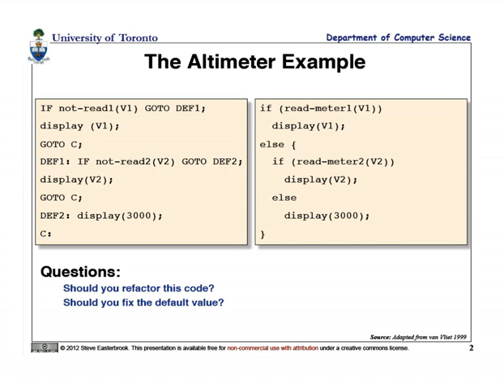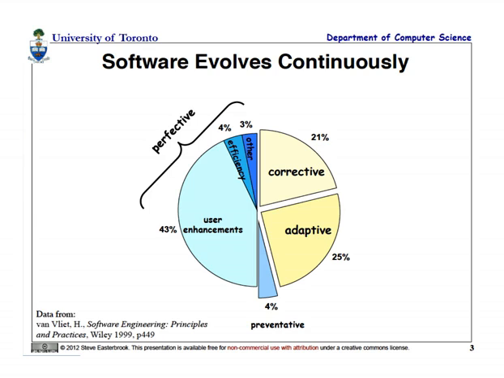Furthermore, look at the default value of 3000. Is that a safe altitude? Without domain knowledge of where the aircraft flies, we can't even tell if the logic is correct. So why do we care about this?